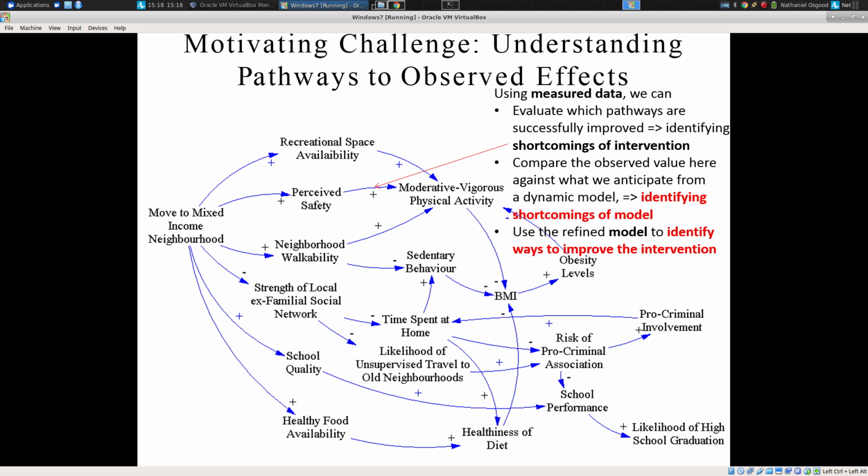Or, in the same study, perversely, why boys' levels of obesity did not improve by a statistically significant level. What was it that was different in boys? One of the hypotheses was they were going and spending more time in the old hood. That accorded with observations that their pro-criminal involvement was higher following the move to a mixed-income neighborhood. But without ways of measuring these things more reliably, it's hard to be sure because self-reporting can be misleading, can be confabulatory, etc. With the right ways of measuring these things, we can better understand these pathways.